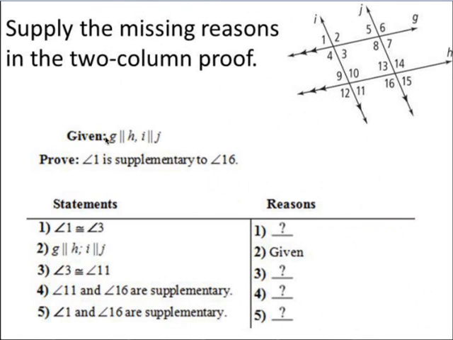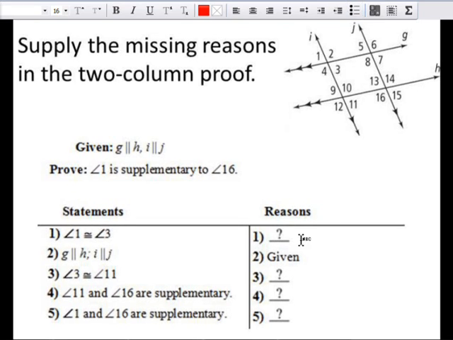More proving of things. All right, so 1 is congruent to 3. Let's start here. So this is just to show you the given doesn't always have to go first, guys. 1 is congruent to 3. We know that because those are vertical angles. All right. Then G is parallel to H, and I is parallel to J. That's the given.